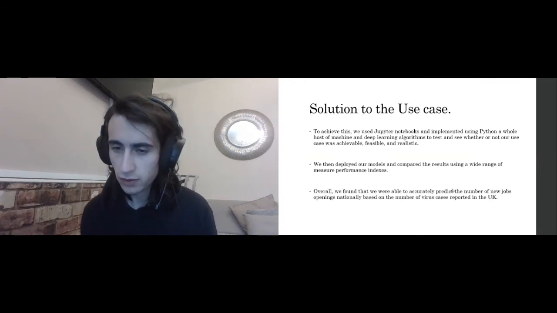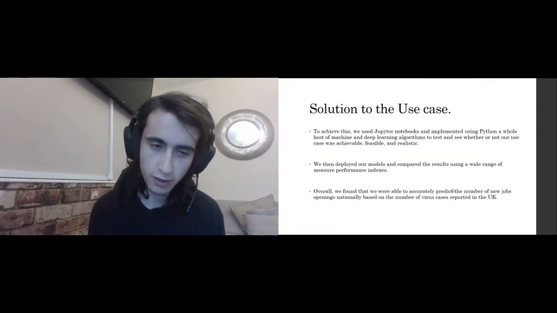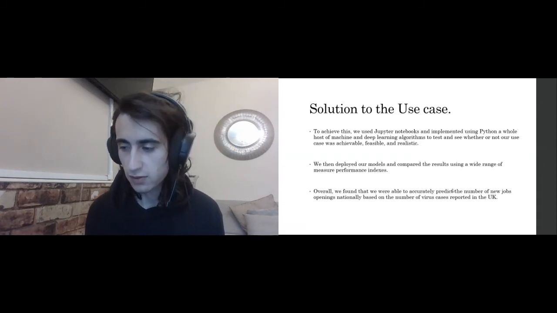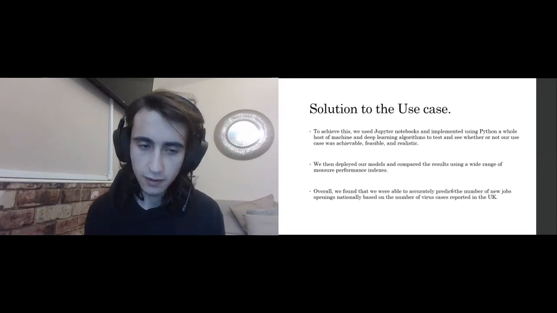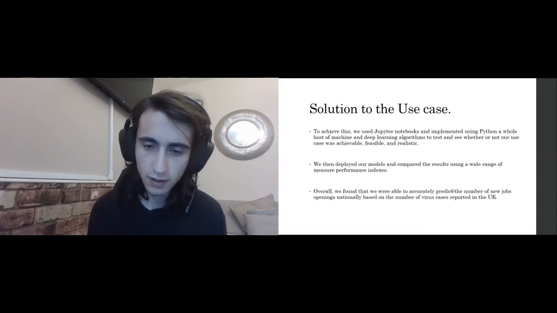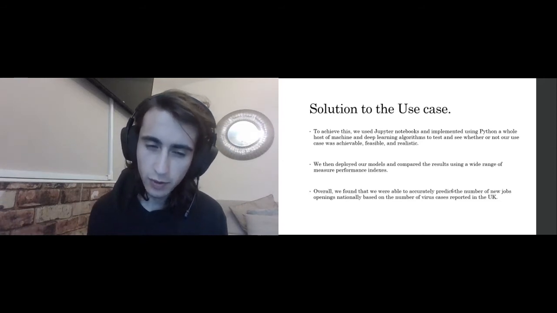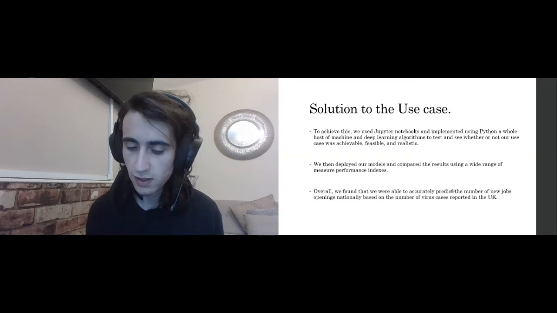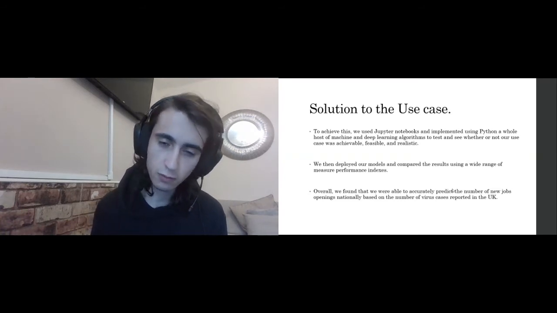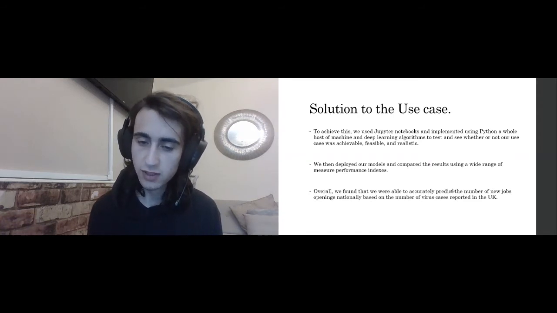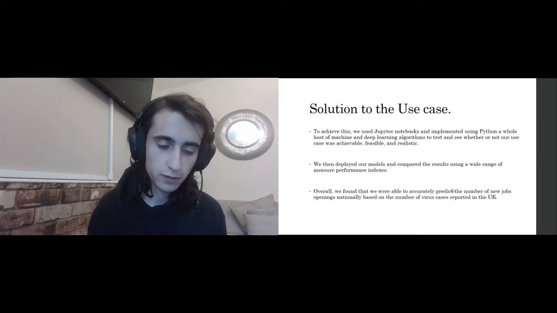We then deployed our model and compared the results using a wide range of model performance indexes, so mean squared error score, RMSE score. Overall, we found that we were able to accurately predict the number of new job openings nationally based off of the coronavirus cases. The best model that we found to do that was the random forest model, which did it at around 90% accuracy, which was really nice. We really enjoyed this project, and it was really fun to do.